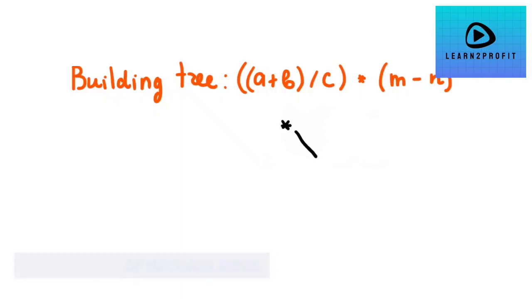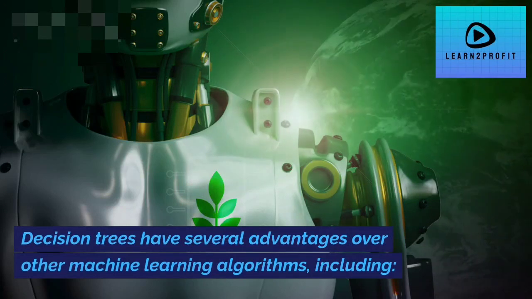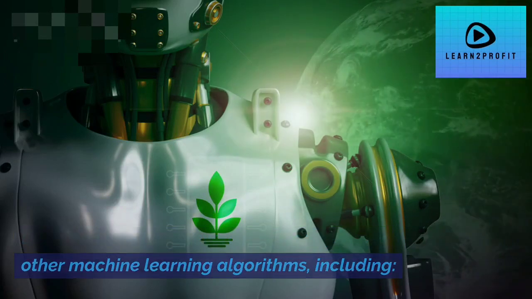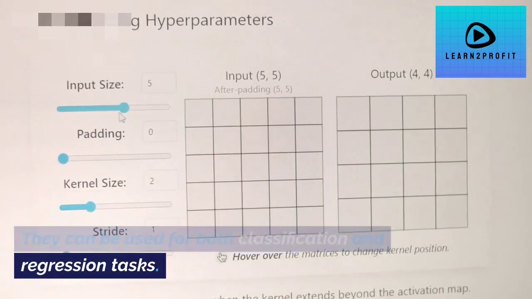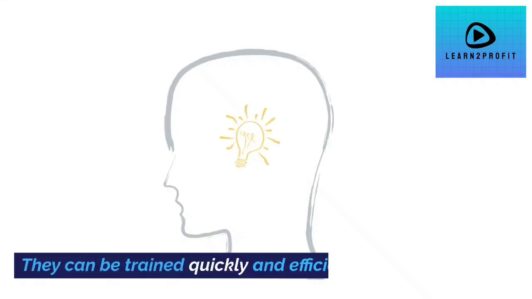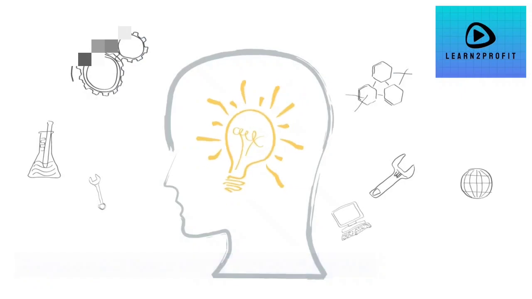Advantages of decision trees. Decision trees have several advantages over other machine learning algorithms, including: they are easy to understand and interpret. They are relatively robust to noise and outliers in the data. They can be used for both classification and regression tasks. They can be trained quickly and efficiently.